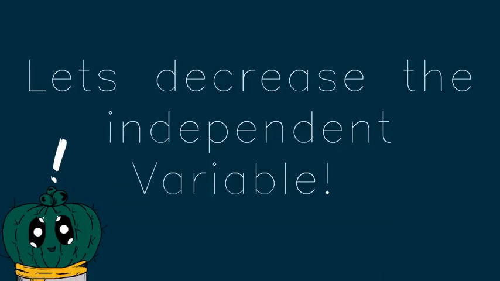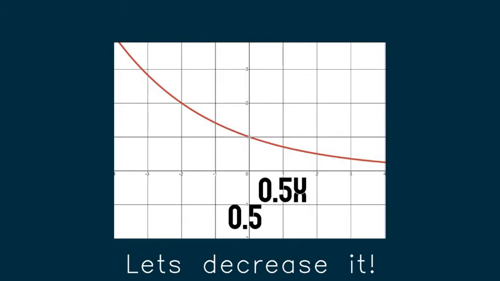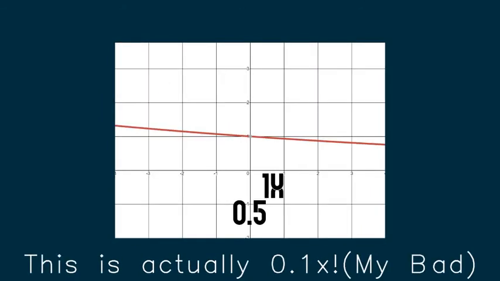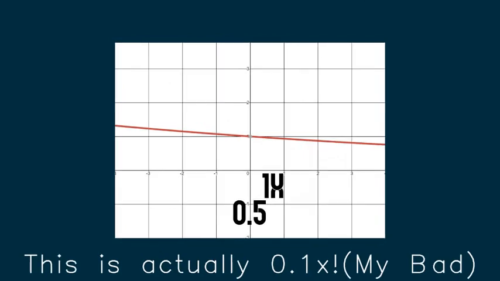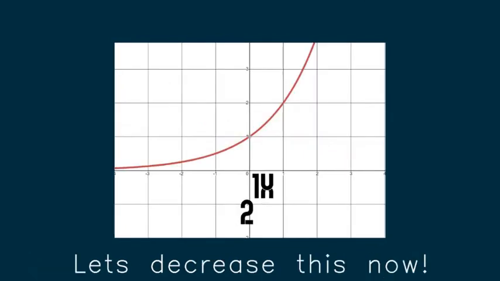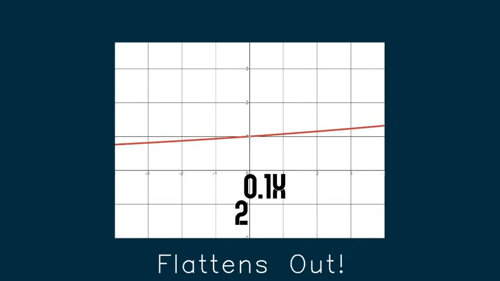And okay, so we'll try to decrease the independent variable this time. We have 1x, and we're going to decrease to 0.5x, and then 0.1x. Okay, so let's go back a little bit. This is 0.5x. This is 0.1x. And similarly, looking at 1x and going to decrease this, this is 0.5x. This is 0.1x. So you can see that it just flattens out on both sides.